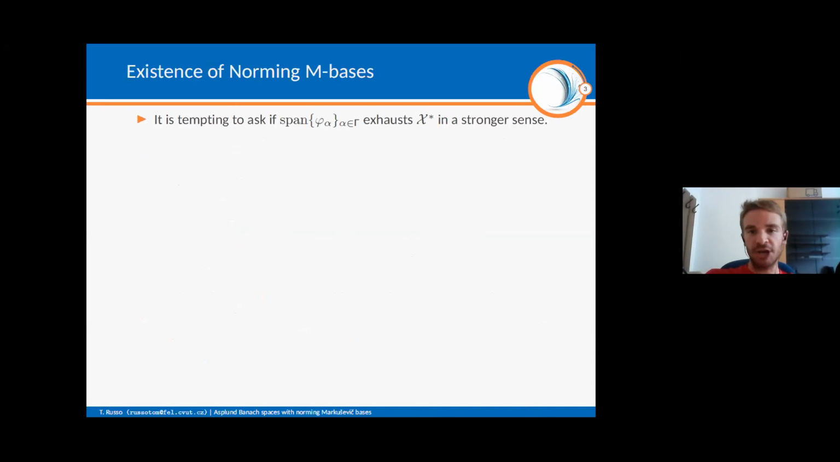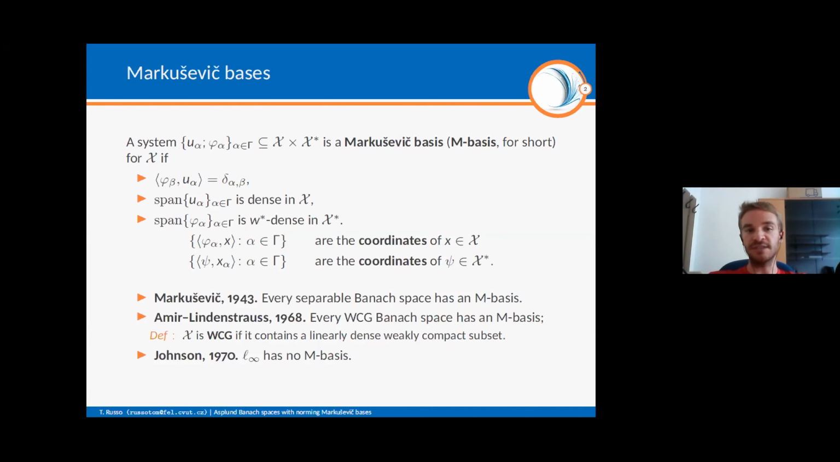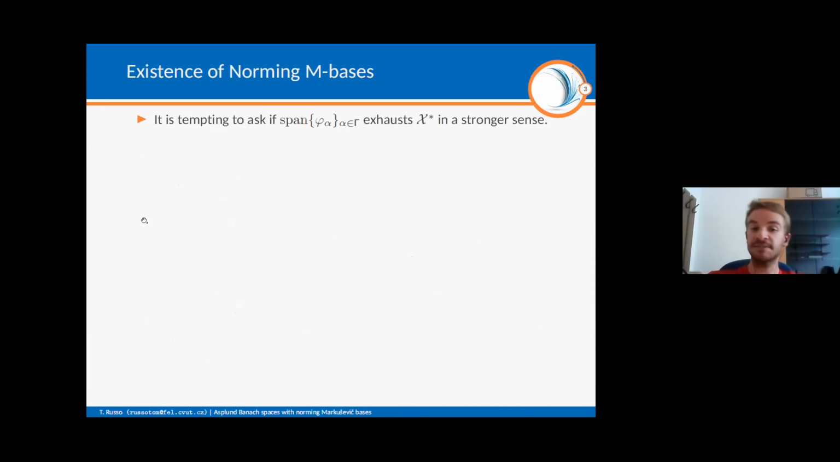So as I commented before, the coordinates of the functionals behave in a weaker way than the coordinates of the vectors. This is reflected by the fact that the linear span of the vectors is dense in norm, while the linear span of the functionals is merely weak star dense. So, in a sense, on the functionals we demand a bit less.